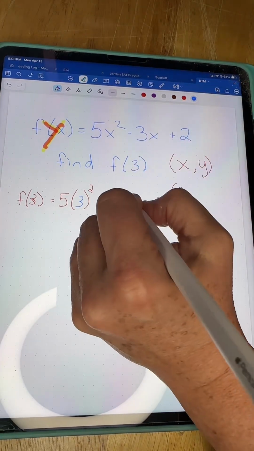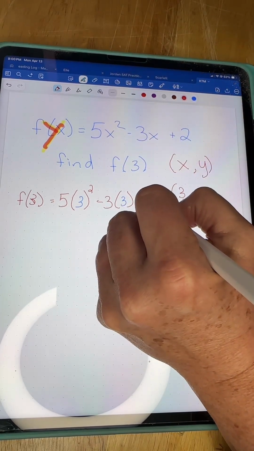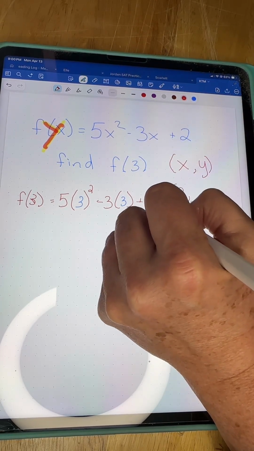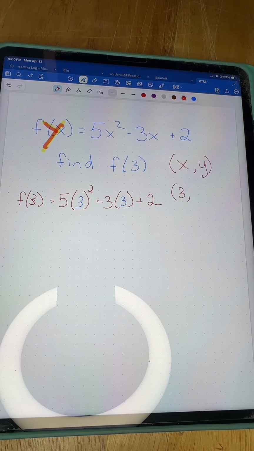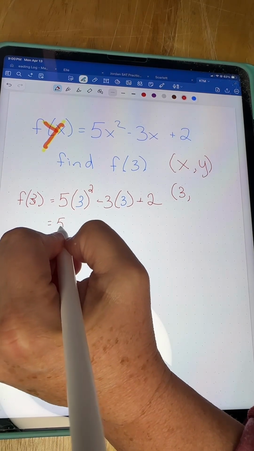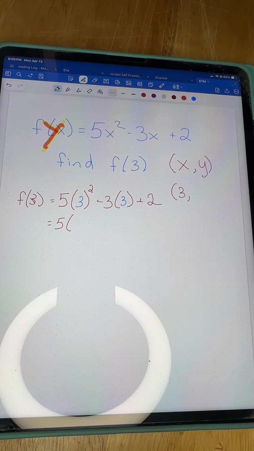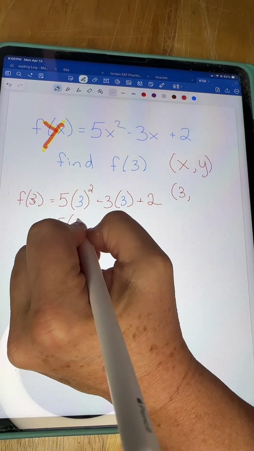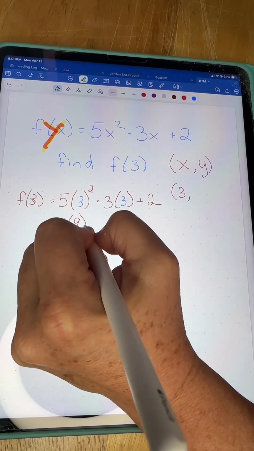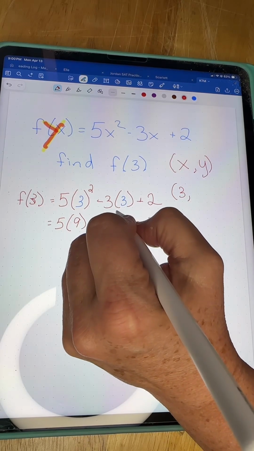Okay. So as you're seeing, everywhere that I have an x, I am just putting 3 instead of the x. So we're just going to solve this, okay? 3 squared, or 3 to the second power, is the same thing as 3 times 3. So 3 times 3 is 9. All right. And then negative 3 times positive 3.